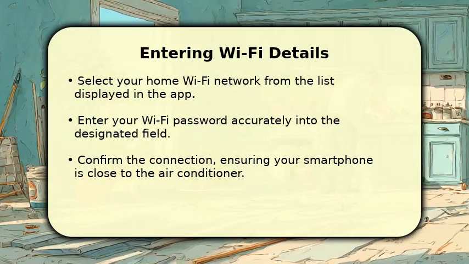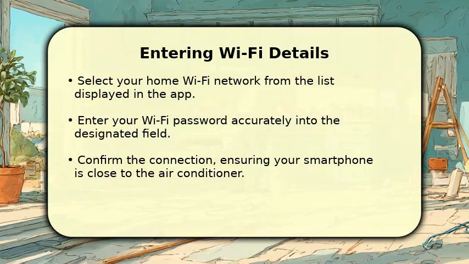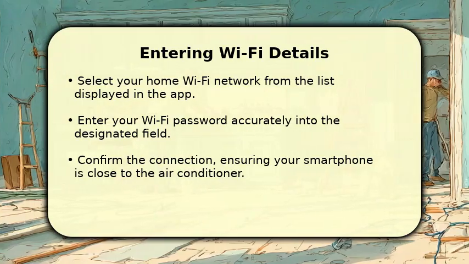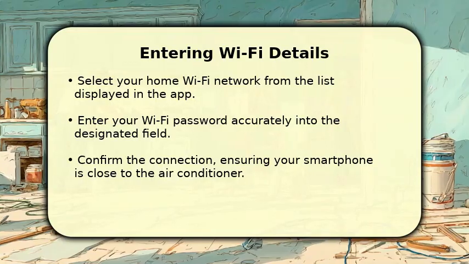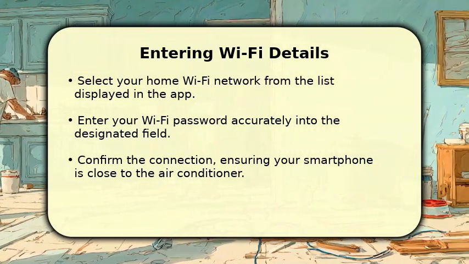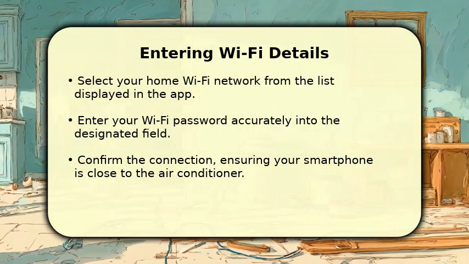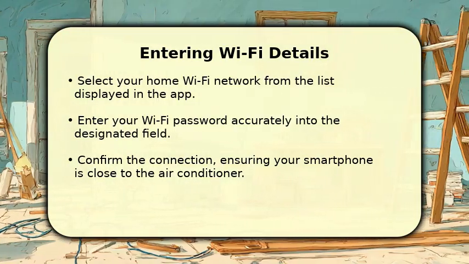With your air conditioner in pairing mode, the app will display a list of available Wi-Fi networks. Select your home network from this list. It's very important to accurately enter your Wi-Fi password into the designated field. Double-check for any typos. Finally, confirm the connection, making sure your smartphone remains within a few feet of your air conditioner for optimal signal strength during this crucial step.